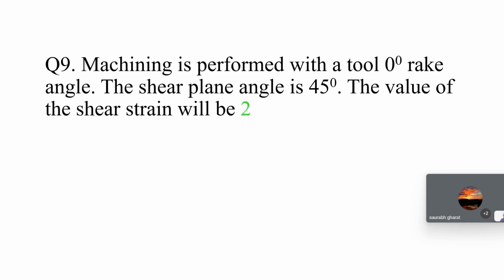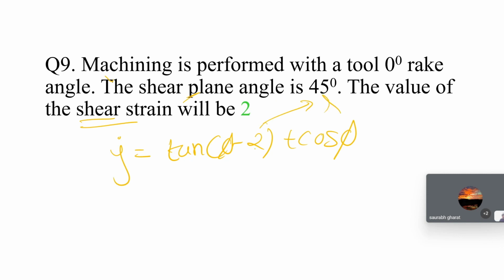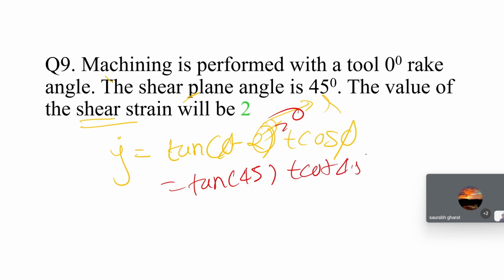Now, for machining performance with a tool of 0 rake angle and a shear angle of 45 degrees, the question asks for the shear strain. You know the formula for shear strain that we already have: the strain gamma is equal to tan(phi minus alpha) plus cot phi. The shear plane angle phi is 45 and alpha is 0. Putting in 0 for alpha, it will be tan 45 plus cot 45, so it will be 1 plus 1, and the answer is 2.